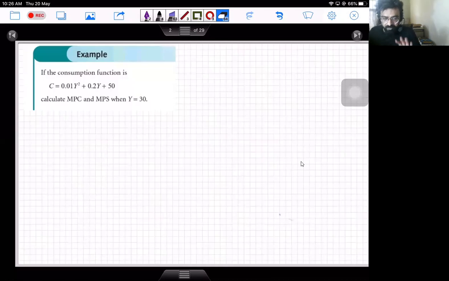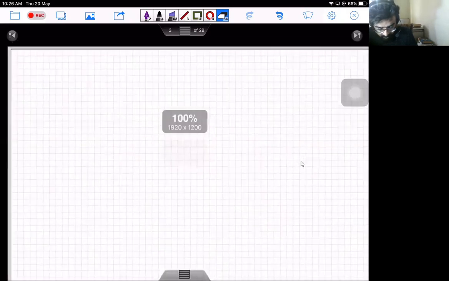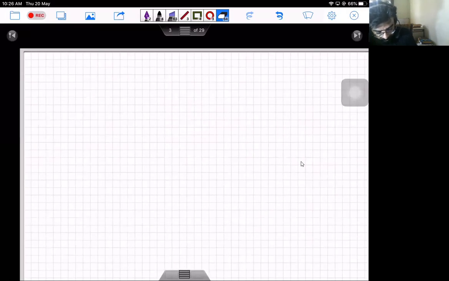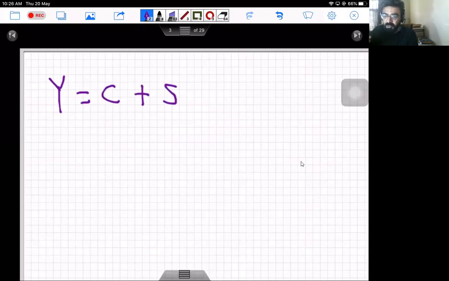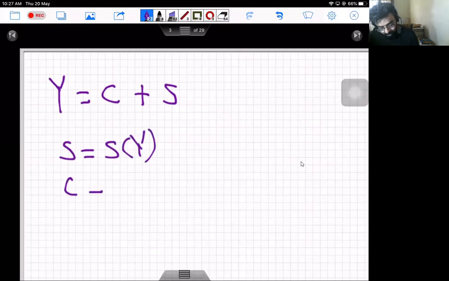All right. So first of all, before coming on to this particular example, let's have a look at some basic concepts. Basically, we assume that the national income is attributed towards two things. One thing is consumption and one thing is savings. Income is equal to consumption plus savings. So basically, savings can be represented as a function of income, and similarly, consumption can be represented as a function of income.